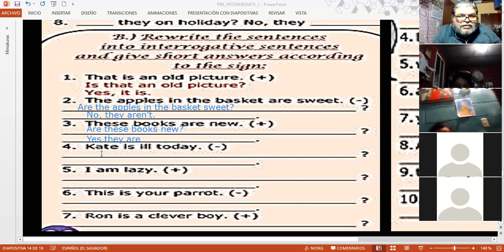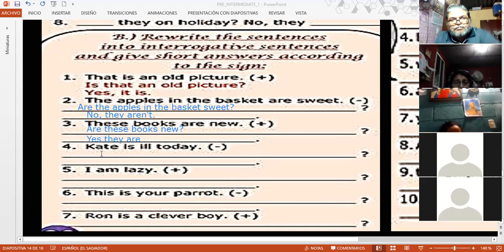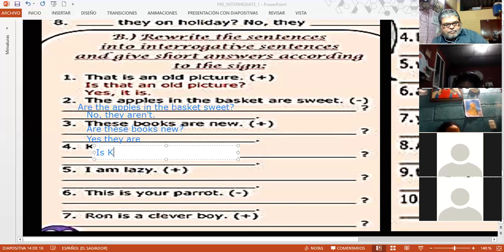Number four, Kate is ill today. What is ill? Ill is a synonym of sick. Enfermo. So, what is the question? Is Kate ill today? The answer must be negative. No, she isn't. Excellent.